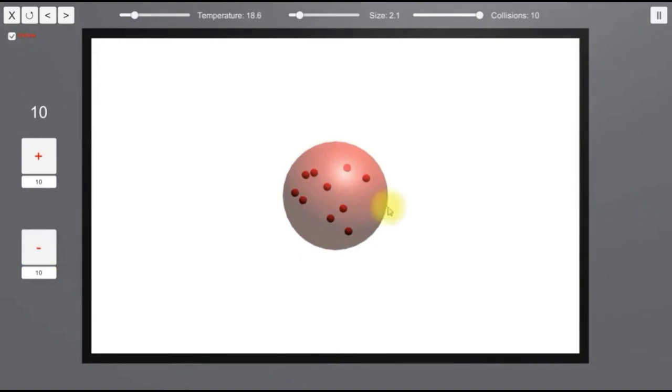So in this way of looking at things, pressure is simply a manifestation of the collective impact of all of the particles or molecules inside the balloon.